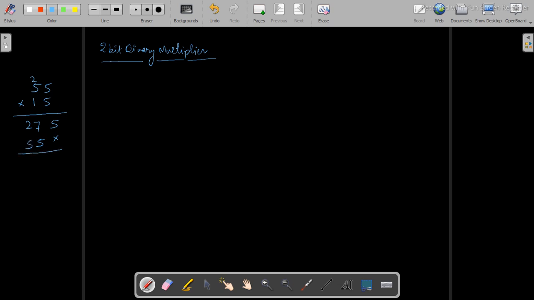After multiplication, you need to perform the addition of these numbers. So after adding, you'll get 5, 7 plus 5 is 12, 2 here with a carry 1, 2 plus 5 is 7, and adding the carry will give you 8. The total sum after multiplying 55 into 15 will be 825. That's what we do in normal multiplication.